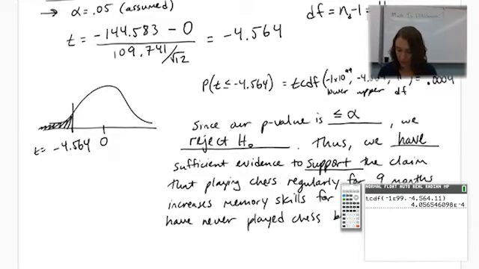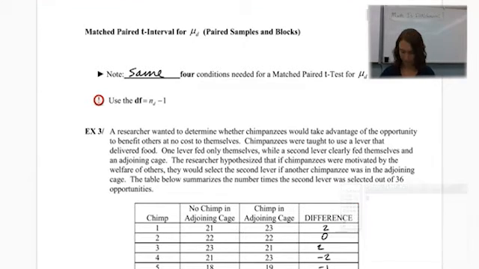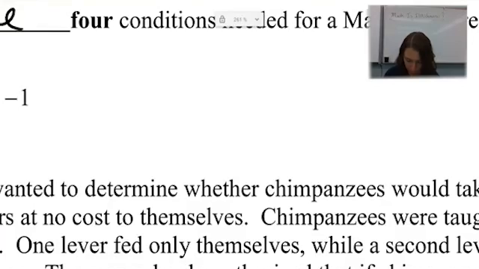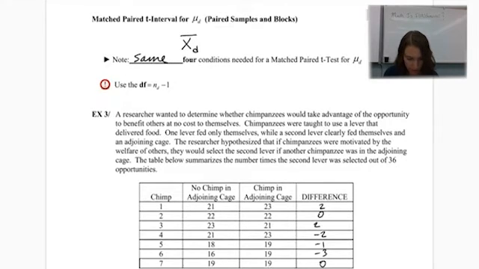Okay, last part to the lesson here. We have our matched pairs t interval for mu sub d. So we've done the hypothesis test. Now let's look at the confidence interval. Clear out my calculator here. Okay, so the matched pairs t interval is going to be x bar sub d plus or minus some t critical value times our standard deviation of the differences over the square root of n.